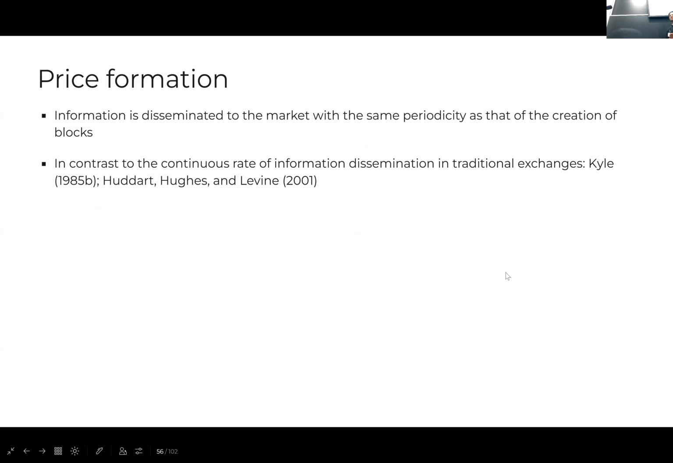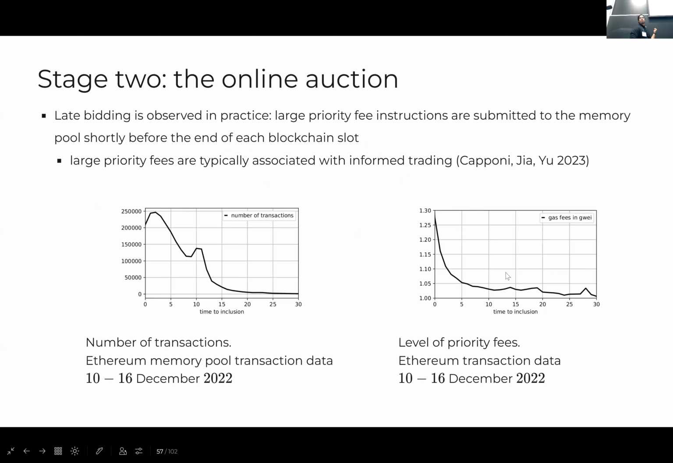It means that information is disseminated only at the very end of this block time, in contrast with traditional markets. And this is also what you observe in data. Here on the left, you have time to inclusion, where 0 means less than 1 second between the time the transaction hits the mempool and the time it is included in the block. As time to inclusion approaches 0, more and more people are sending transactions, but perhaps more importantly is the level of these priority fees.